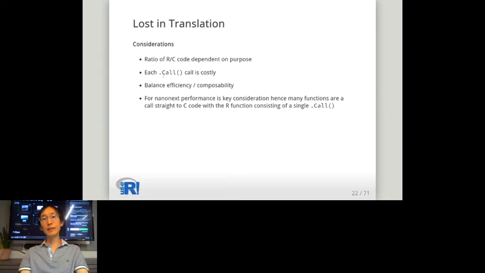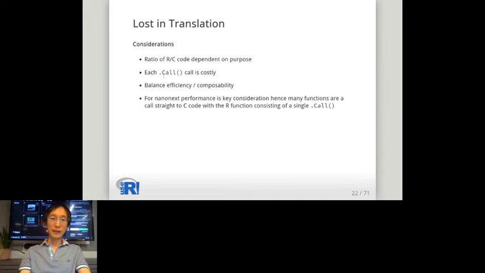So the consideration here is really how much of the work you do in R versus C. And that I think is entirely dependent on the purpose of your package. The premise is that each dot call is somewhat costly, so you wouldn't necessarily want to constantly switch between R and C, but you essentially have to decide how to balance efficiency versus composability. And by composability, I simply mean the ability to reuse chunks of your code in different contexts.